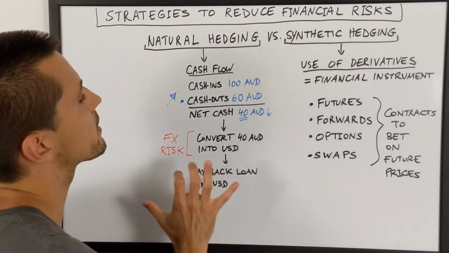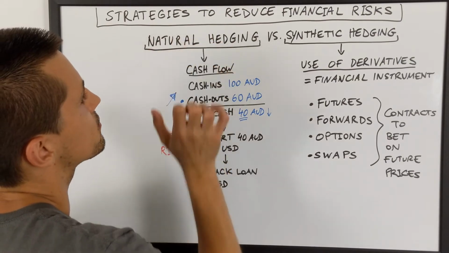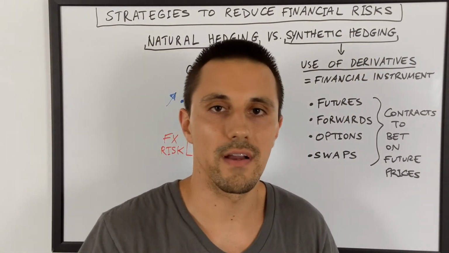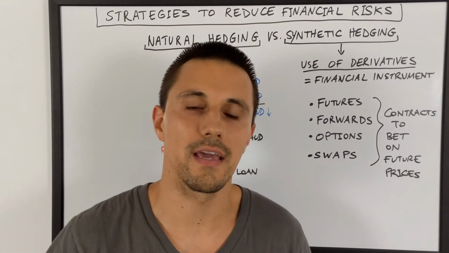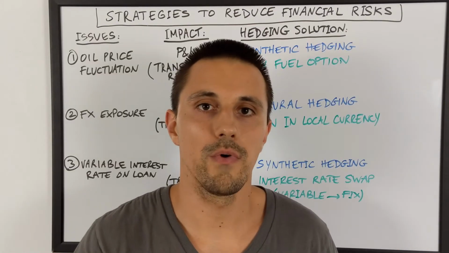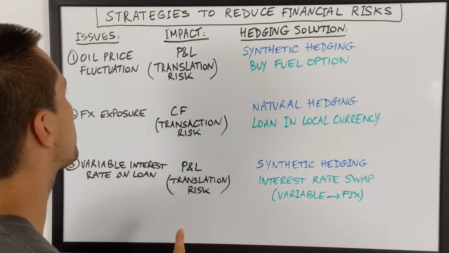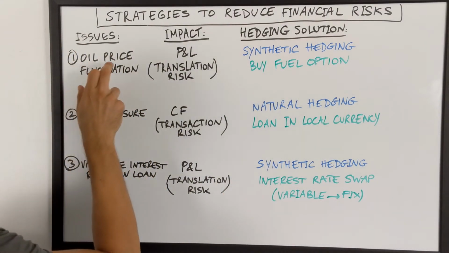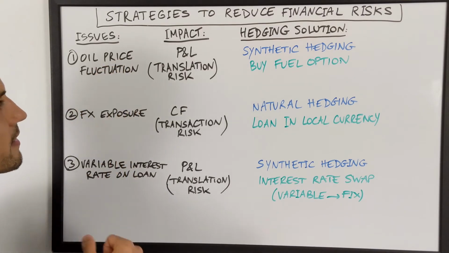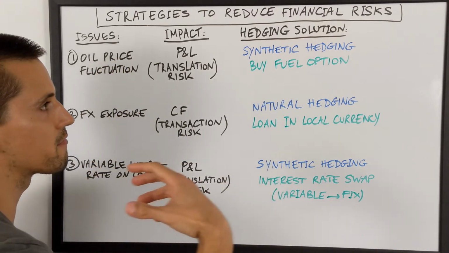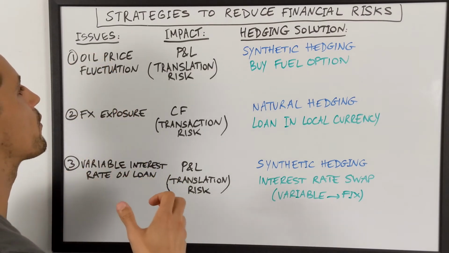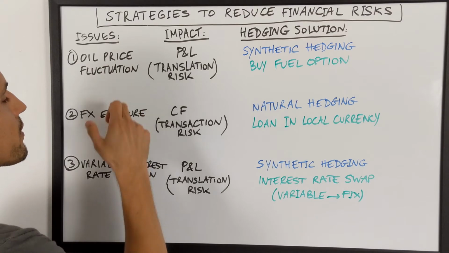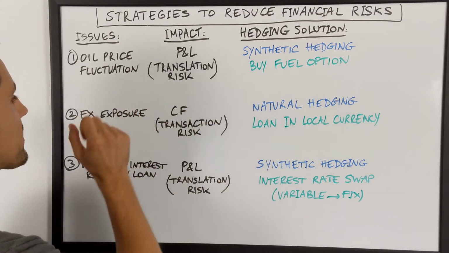Now that we quickly saw what natural hedging and synthetic hedging are, we can look back at our example of the airline and see how we can implement it here. So now when we look back at our airline example, you remember that we had 3 issues. First issue was that we had oil price fluctuation. We are an airline, we have a lot of costs related to oil. We would like to hedge our risk when it comes to oil price fluctuation to control the costs for next year.